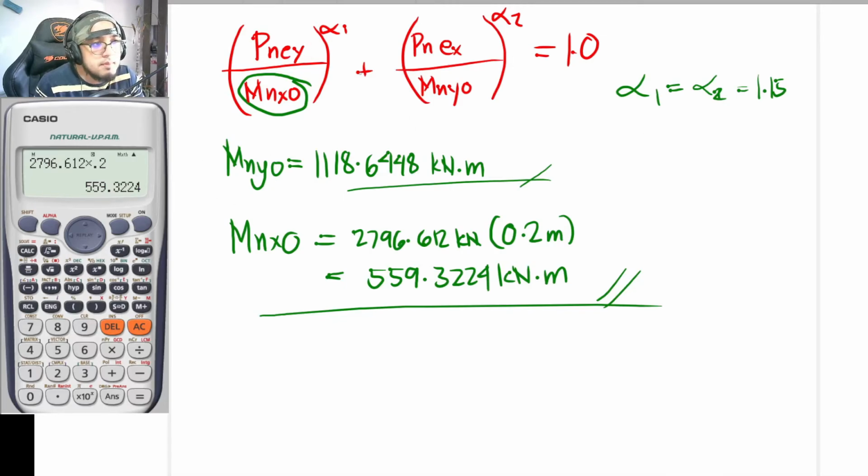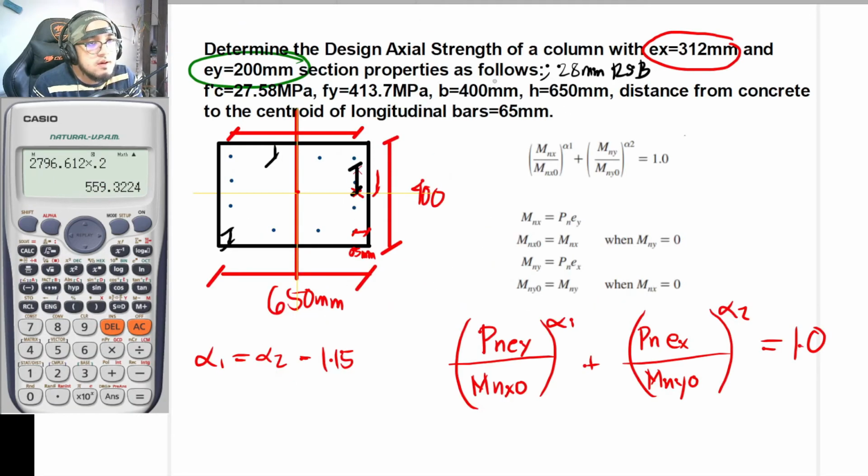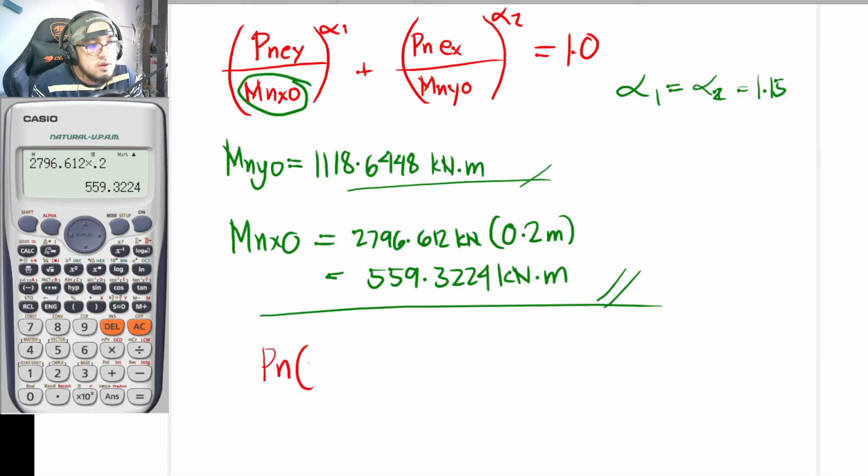So guys, the answer here will surely be different from the other method. So for your Pn times EY, our EY is 200 mm. However, guys, if this is in terms of kilonewton meter, it is better to use meters. But you can also use 200 mm, as long as the denominator is in terms of Newton millimeter. So the units should be consistent. If you do it that way, your answer should be the same.